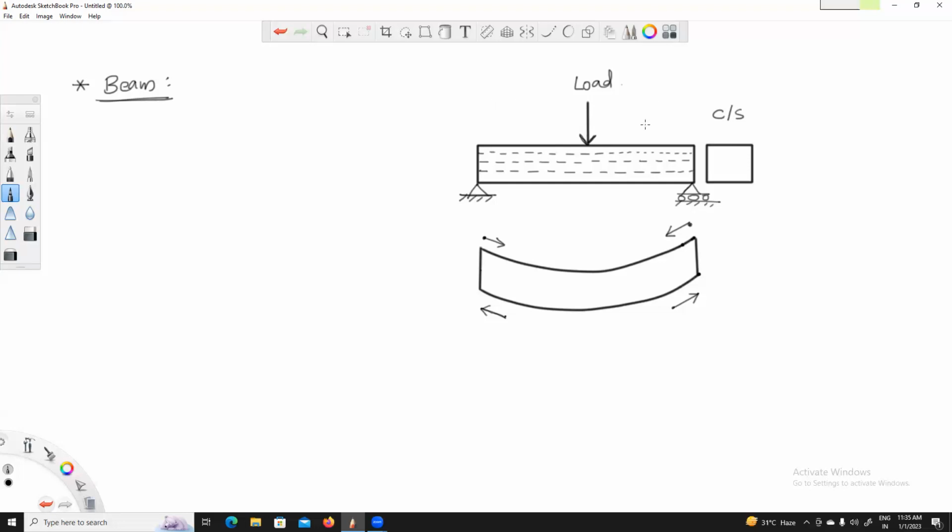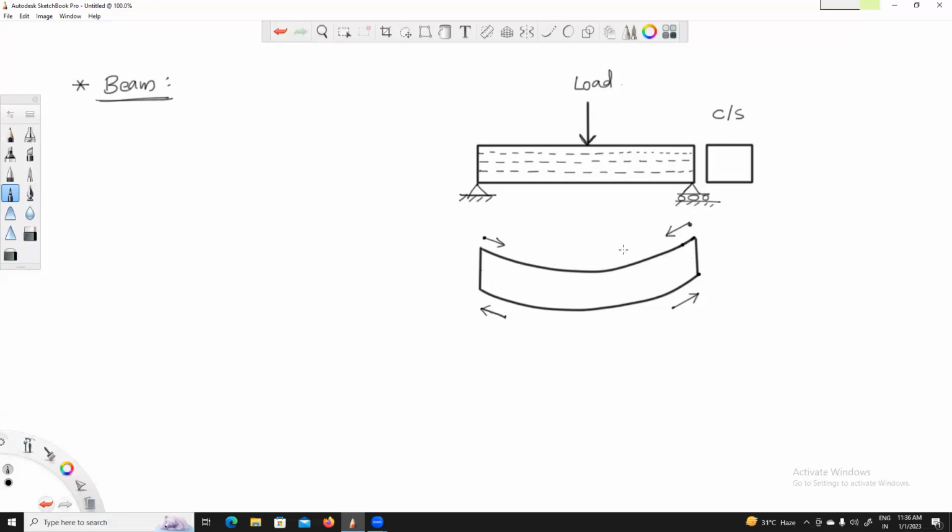So let us consider a simple beam which is acted upon by a vertical point load as shown in this figure. By intuition, when we load this particular beam with a vertically downward point load, this beam can assume the shape shown in the figure at the bottom, right?